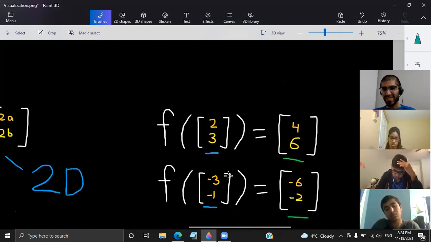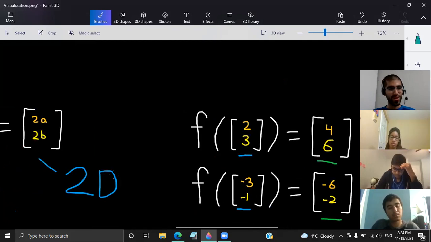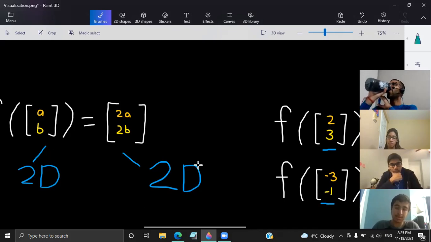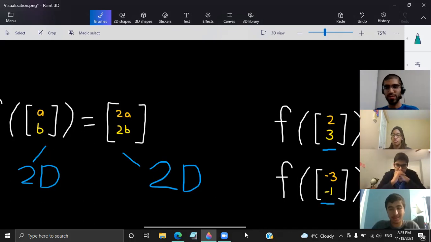Any ideas? What are we gonna do with this function? 2D in, 2D out. We haven't ever seen more than 3 dimensions. That's not how the world works. What are we gonna do here? Any ideas? By the way, there's multiple answers.